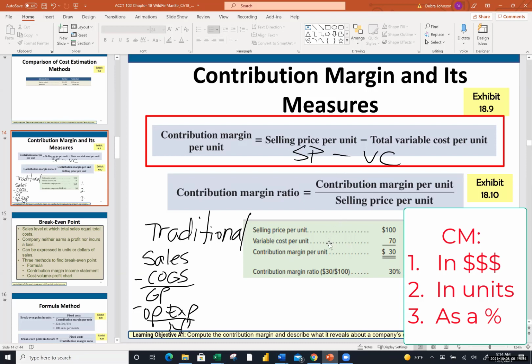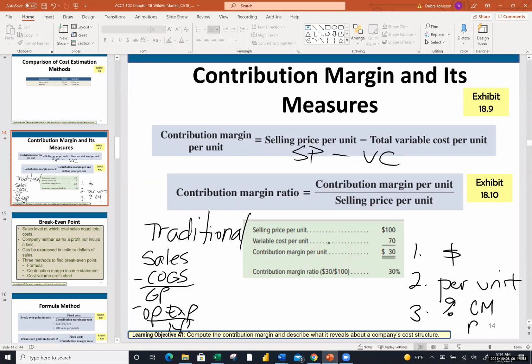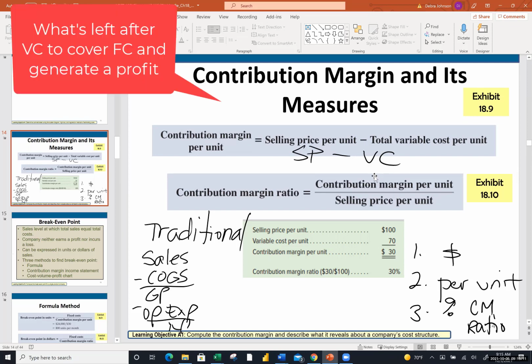I'm going to explain a little bit more what that contribution margin means in a minute, but let me get the 3 ways down that we're going to show it. We're going to show it in dollars. We're going to show it per unit. And we're going to show it as a percentage. That's called the contribution margin ratio. Throughout this chapter, you're going to see me keep emphasizing that. And I think back to Danya's question, because it was a really good one. The contribution margin is what's left after you pay for all the variable costs.